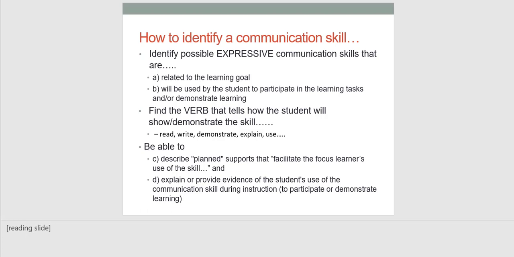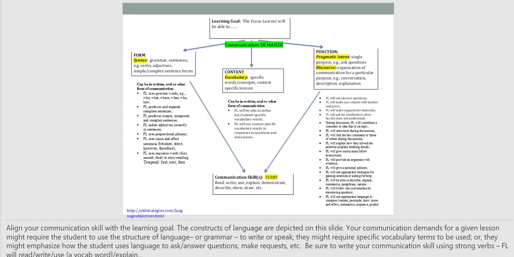So this is what you want to think about while writing your plan. How are you going to capture evidence of that student using that skill? How are you going to justify that you planned supports to get the student to use that communication skill? So let's look at this another way. We want to align our communication skill with the learning goal, and we want to think through the language demands of our instruction so that the student can participate successfully and meet those language demands.